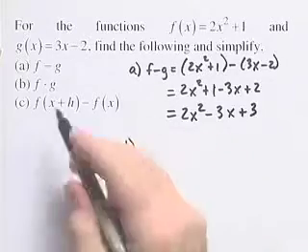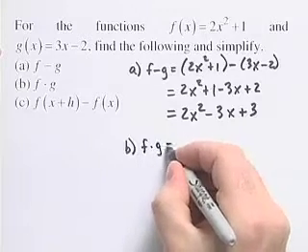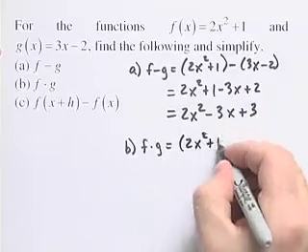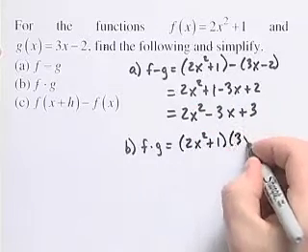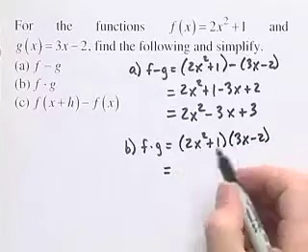For part B, we want the product of the two functions. So f times g, again we want to use parentheses as we write our functions down, (2x² + 1)(3x − 2), so that we distribute correctly. We can use the FOIL method.